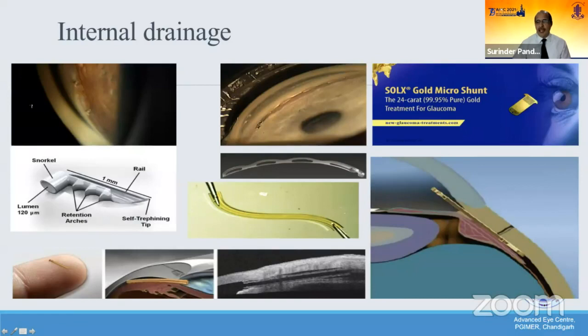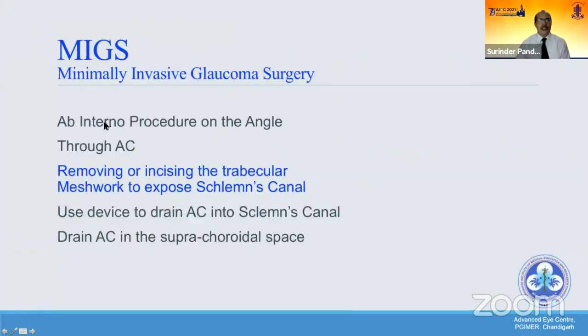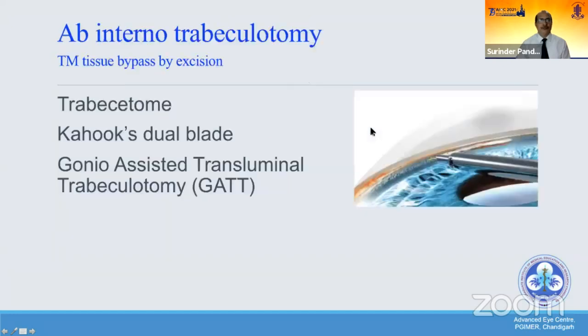As you know, there are a number of devices, and basically they seek to drain either through the Schlemm's canal or through the suprachoroidal space. But I'll mostly be talking about the MIGS that involve removing or incising the trabecular meshwork to expose the Schlemm's canal so that the aqueous can be drained easily through the collector channels of the Schlemm's canal.